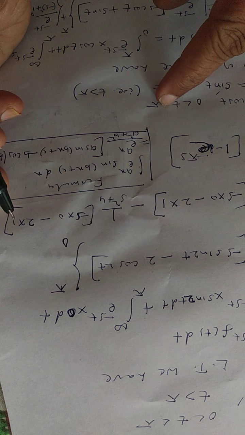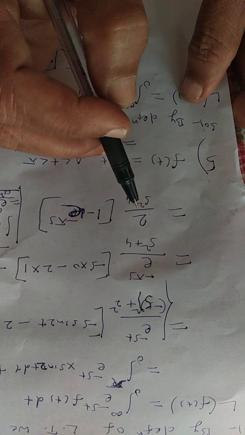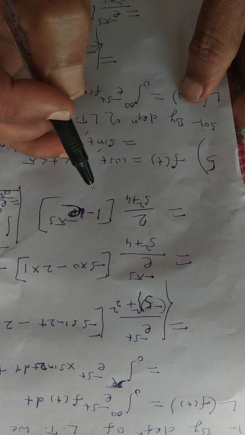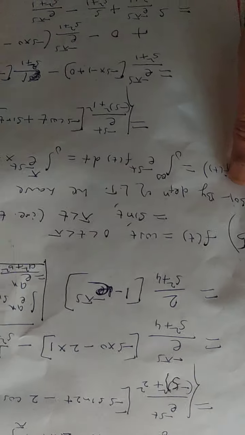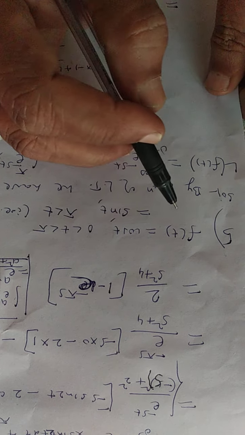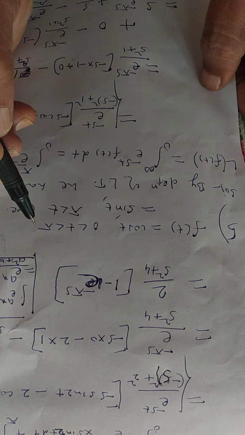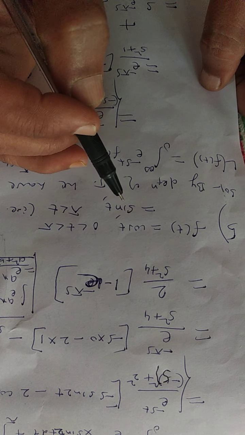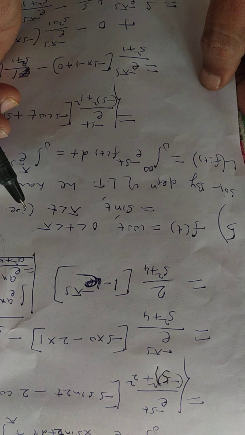So minus 2 into 1. After simplification, the value comes out to be 2 upon s square plus 4 into bracket 1 minus e raised to minus pi s. The next example is a combination of these two, that is sine and cos. f(t) is equal to cos t when t lies between 0 and pi, and is equal to sine t when t is greater than pi.